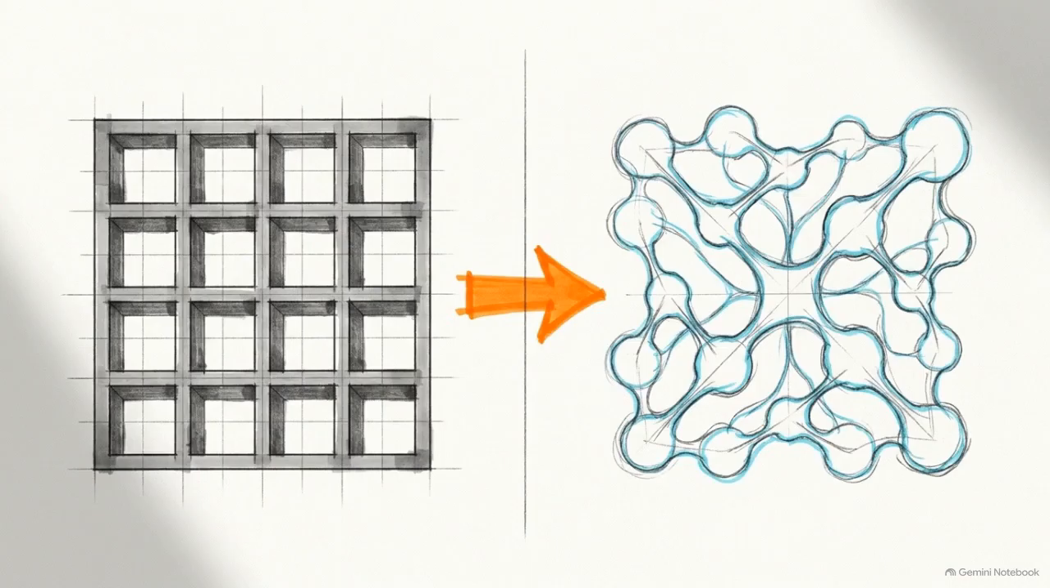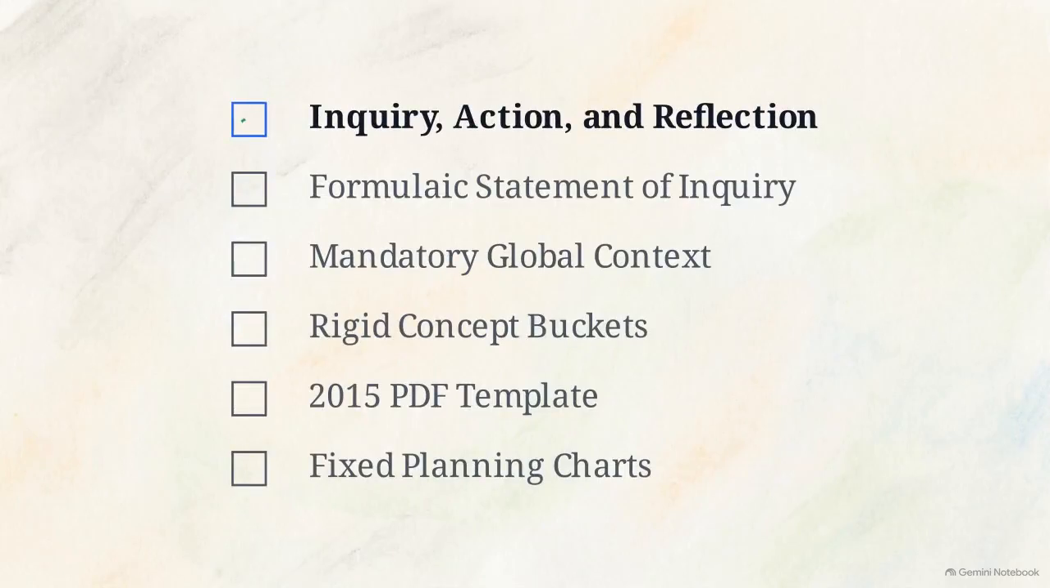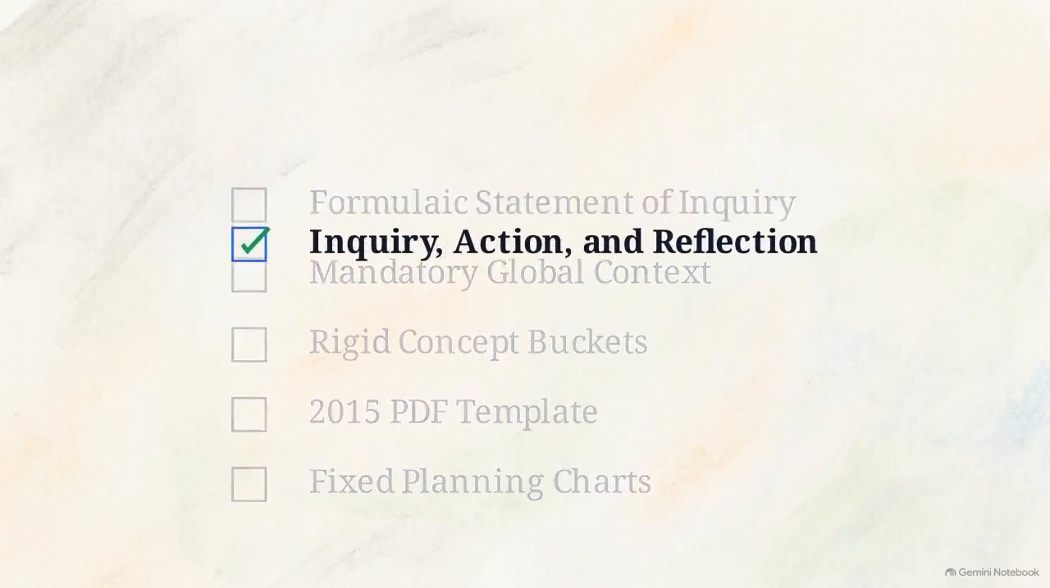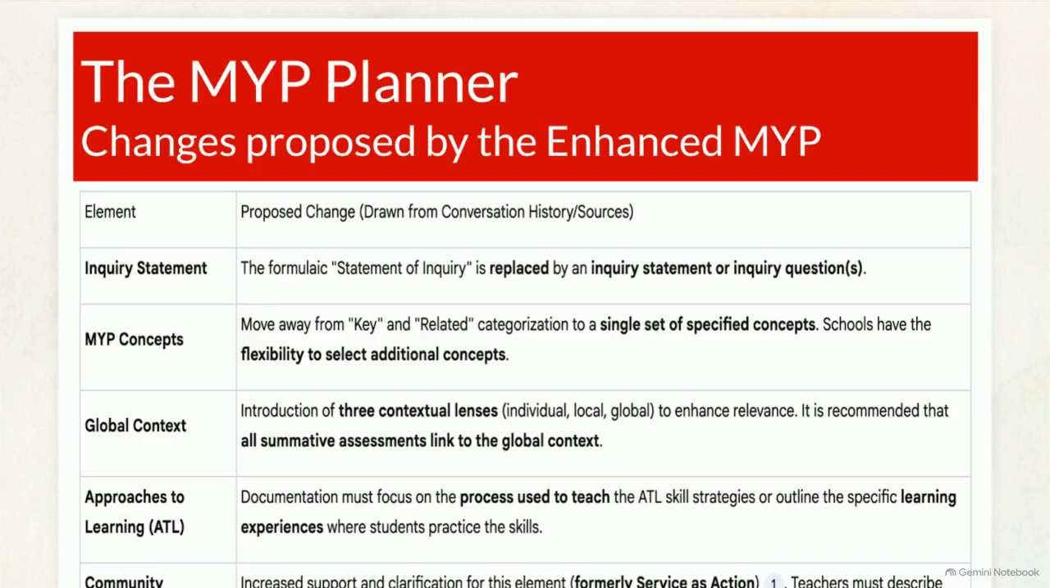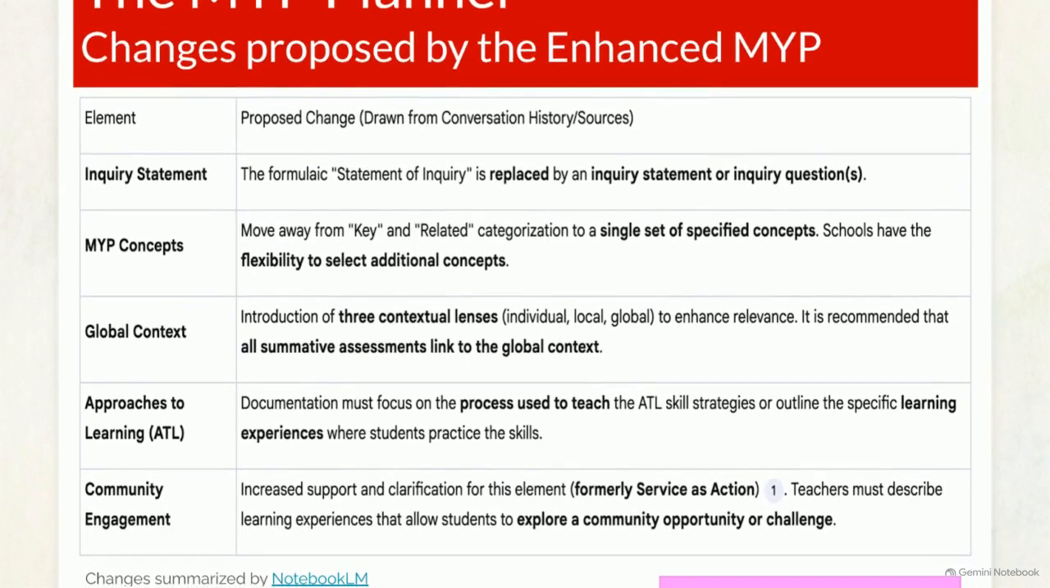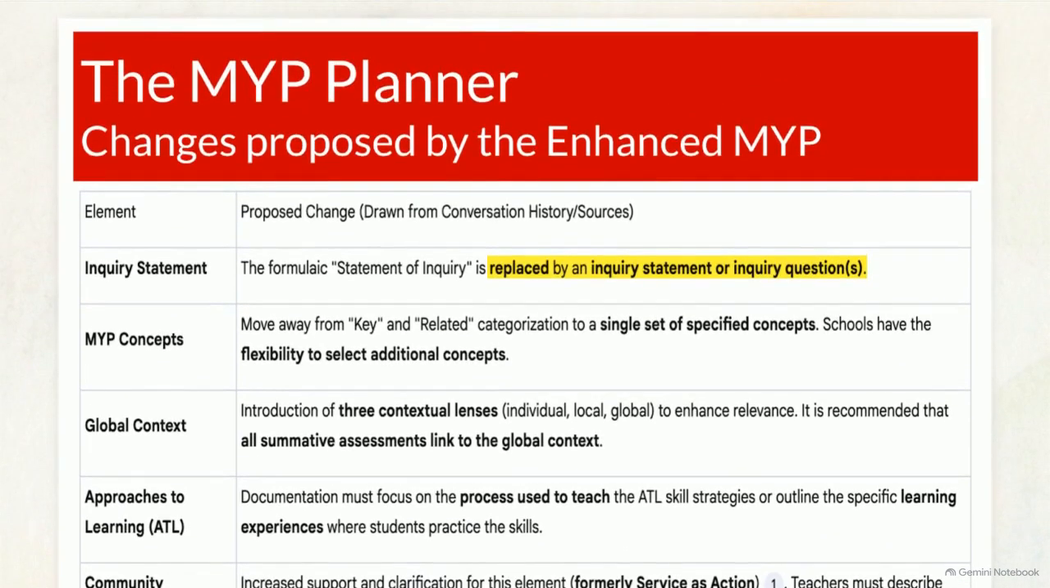enhanced MYP mechanics. Understanding exactly what the IB requires and what it no longer demands allows you to pass evaluations without sacrificing creative control over your classroom delivery. This technical breakdown outlines the changes to Stage 1, inquiry. The old equation required stitching together a key concept, a related concept, and a global context, resulting in dense, convoluted sentences. The enhanced MYP removes that entirely, allowing direct, focused inquiry questions.